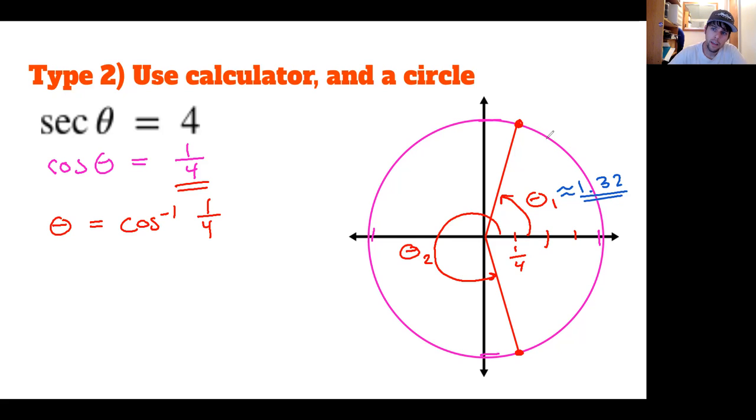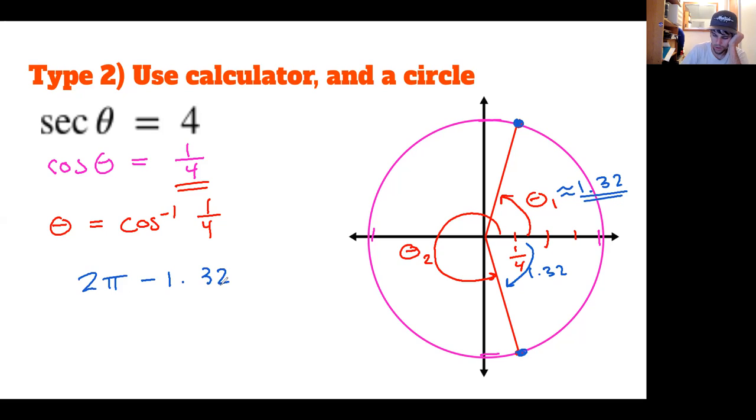This requires a little bit of thinking. We know that our solutions are symmetrical across this x-axis with cosine, right? So if this angle here is 1.32, this angle right here is also going to be 1.32 radians in the negative direction. Well, the way I can find this one, our second solution here, is I can take a full circle, 2 pi, minus this piece right here, which we just said is approximately 1.32 radians. And this is going to be our second solution.